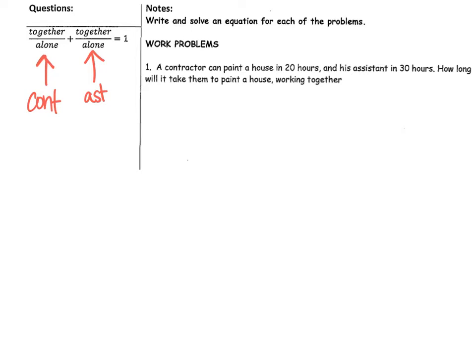So when I say together over alone, here's what I need. A contractor can paint a house in 20 hours. We don't know how long together. We know that he alone can do it in 20 hours. So put a 20 where alone should go. But we don't know the together because that's what we're trying to find out. So put an X there. X over 20, together over alone. Okay, now that's the contractor.